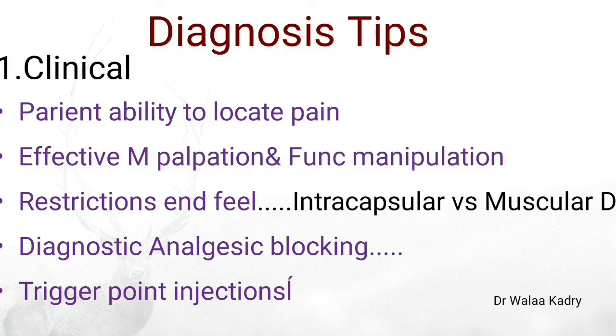As we said before, effective circular motion with firm thrusts during palpation of the muscles is more beneficial than shallow thrusts that may not elicit any response from the patient, and you may miss trigger points in the muscle, which are characteristic of muscle disorder rather than intracapsular disorder. Moreover, to differentiate between the intracapsular and muscular disorder, functional manipulation should be well understood, as we said before.